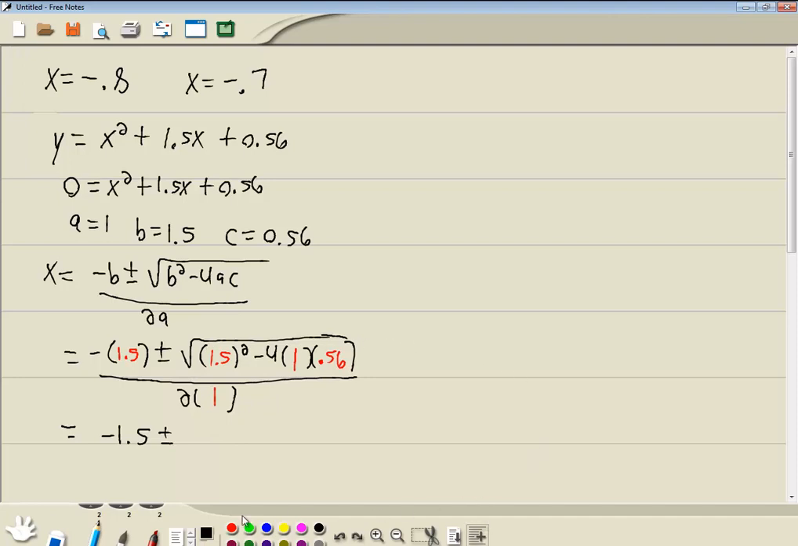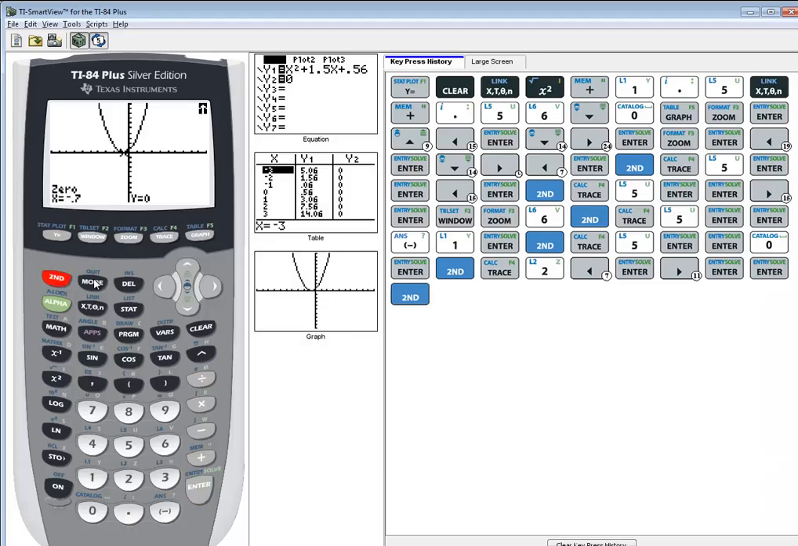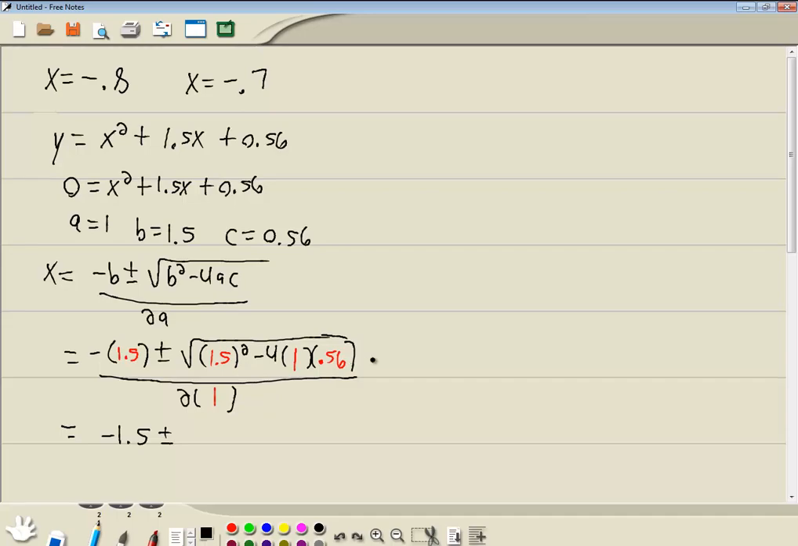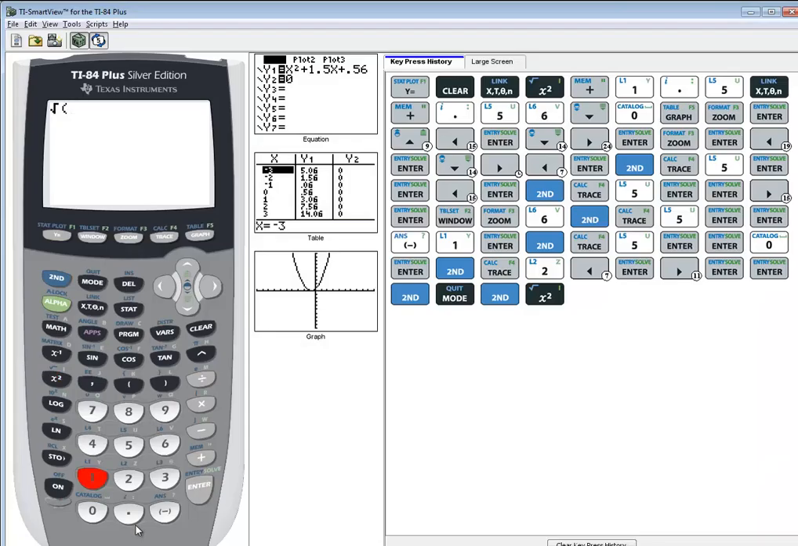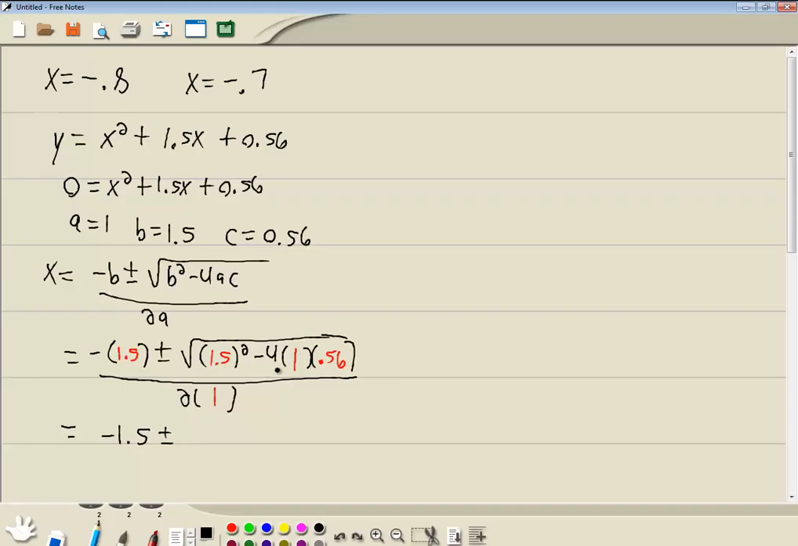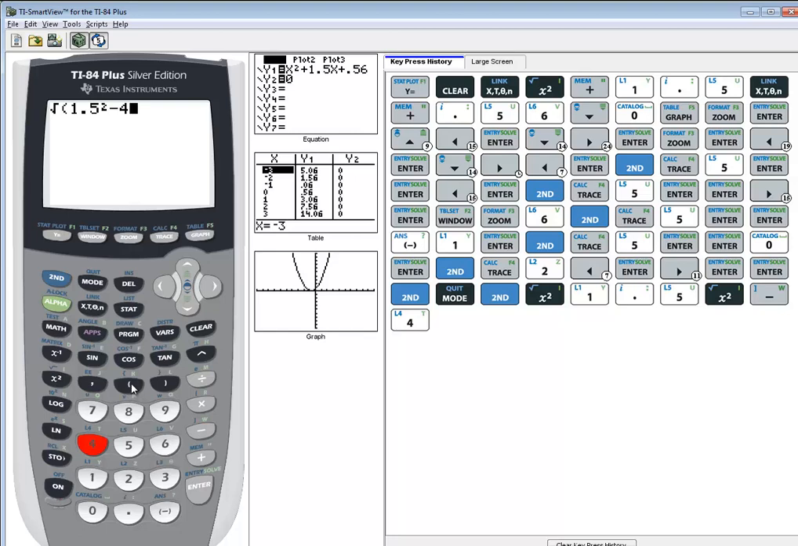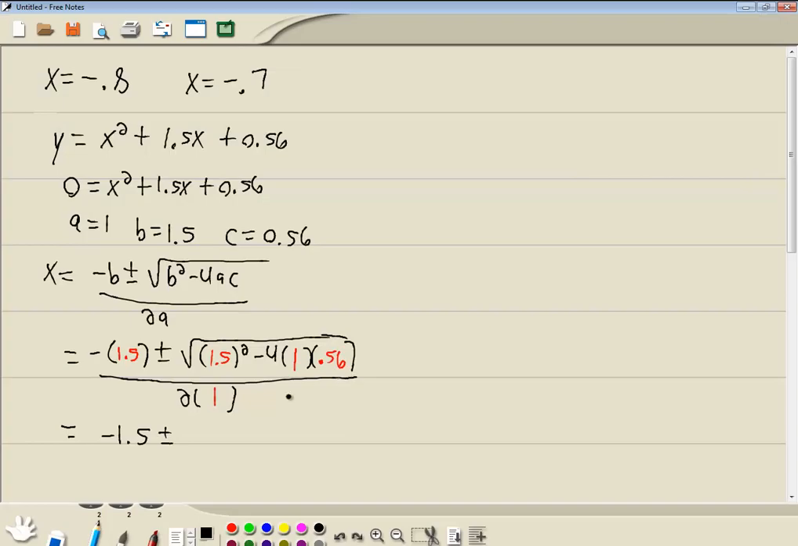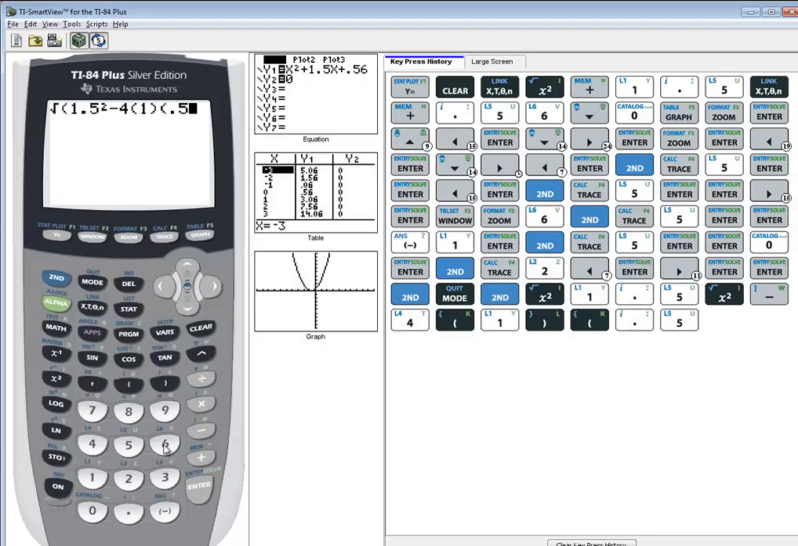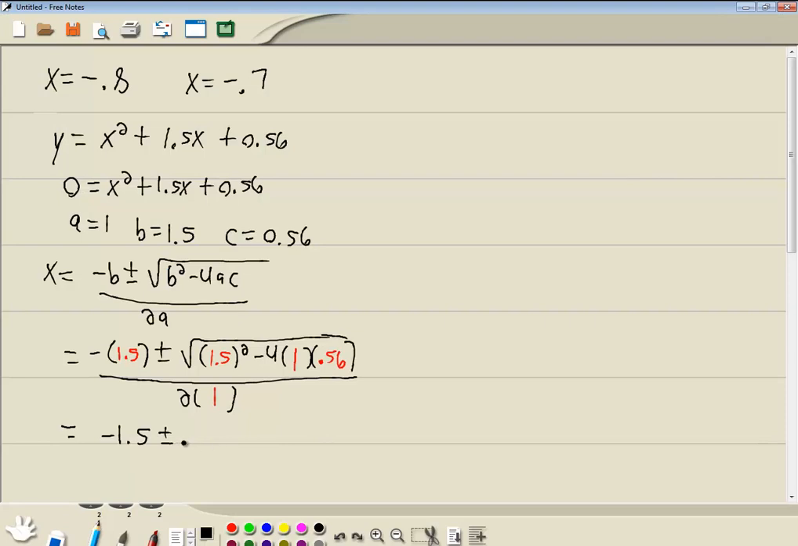And since I want a decimal answer anyway, I'm just going to type this square root in exactly as I see it. So come over to my calculator, I'll do a second mode to exit out of that. Then I'll do my square root, second x squared, and we got 1.5 squared minus 4. Even though it's trivial, I'll put beginning parentheses 1, closing parentheses, beginning parentheses, and 0.56, and closing parentheses, and then enter. Now that comes out nice. 0.1. And then 2 times 1 is 2.